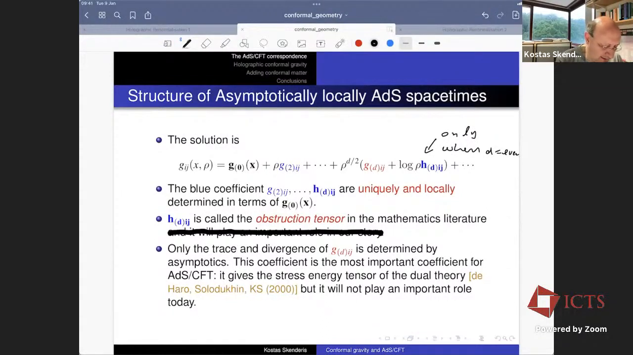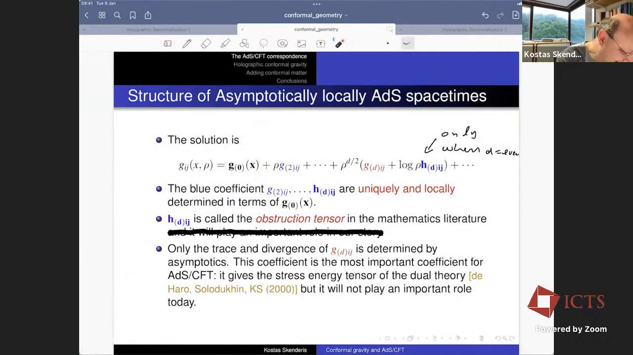And this guy over here actually appears very prominently in the math literature. It's called the obstruction tensor, and it is related to the conformal anomaly in a way I will show you in a minute. And the Einstein equations only determine the trace and the divergence of this red coefficient. And this red coefficient is, in a sense, the most important coefficient from physics, because this is what determines the expectation value of the energy momentum tensor of the dual quantum field theory.